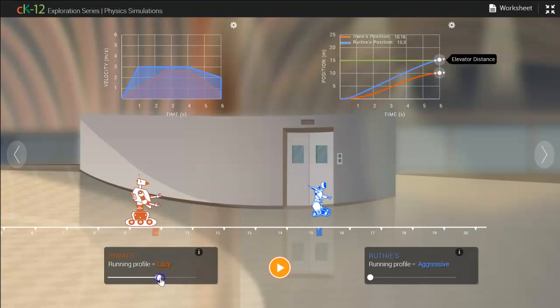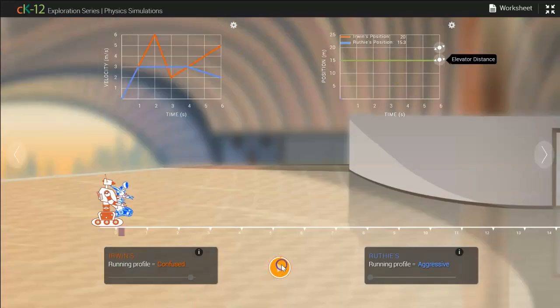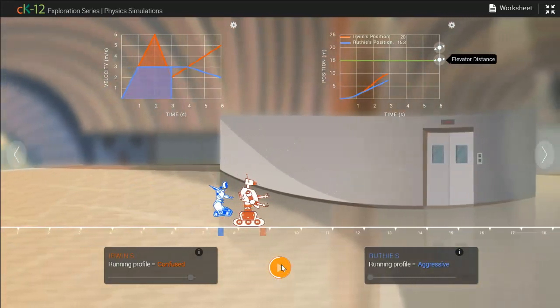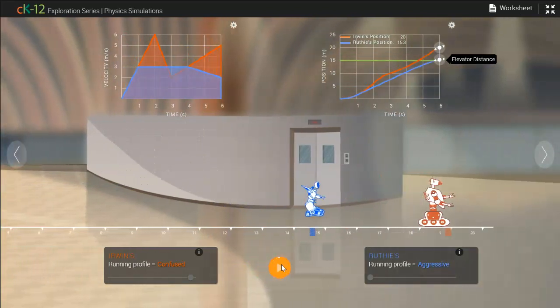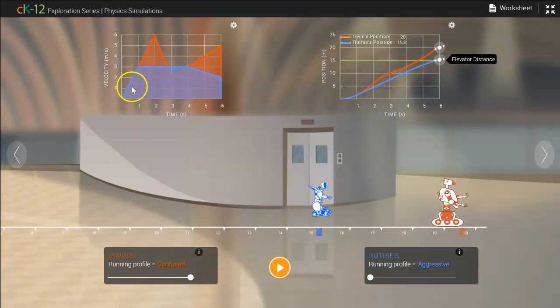So then last one, there's one more, which is a confused running profile. So let's see what happens to Erwin when he's confused. All right, so Erwin, he's confused. He wasn't quite sure of himself. So he has a major acceleration, then a deceleration, then an acceleration, and then he stops when he realizes that he has overshot the elevator. Same thing kind of when he was hustling. He didn't quite know how to control himself, right? So he was just confused. He kept accelerating and decelerating, and he wound up past the elevator again, okay?